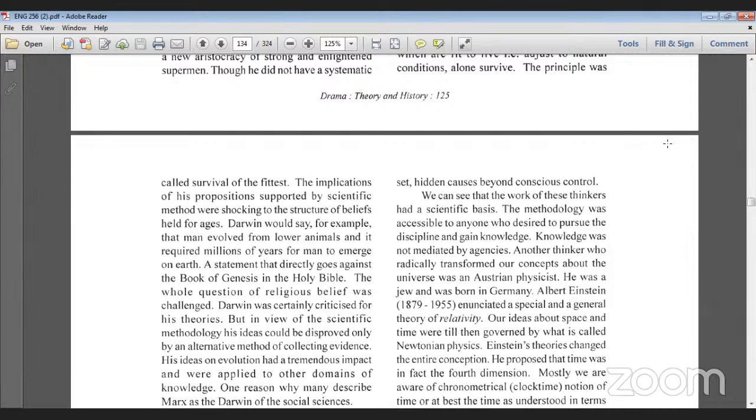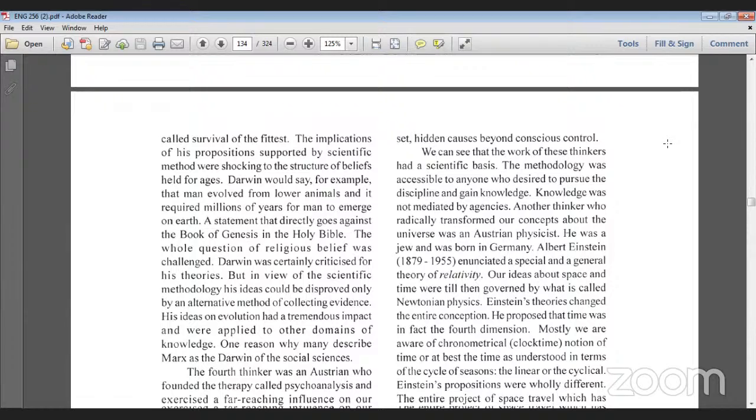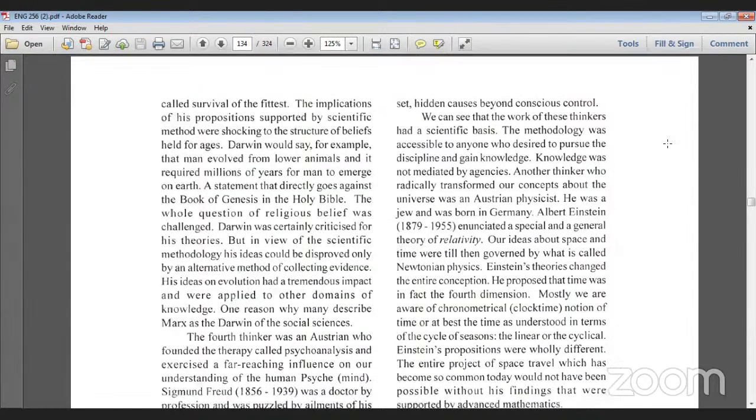His ideas on evolution had tremendous impact and were applied to other domains of knowledge. One reason why many describe Marx as the Darwin of the social sciences. Okay, Marx and Darwin's theory. Karl Marx was also there and Darwin's theory was also there. But both were described.